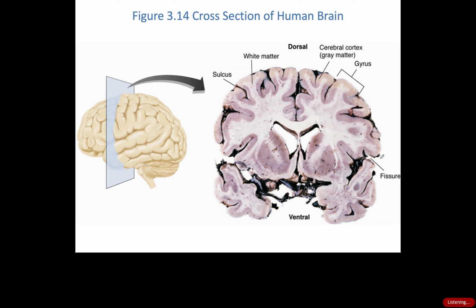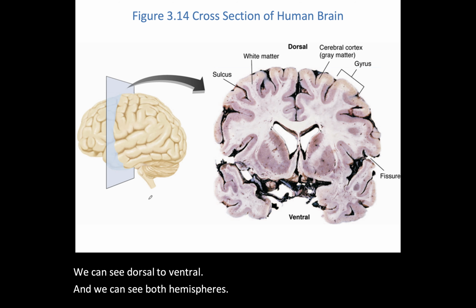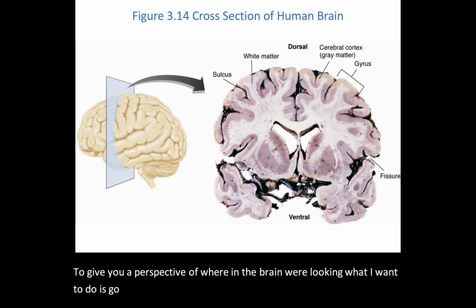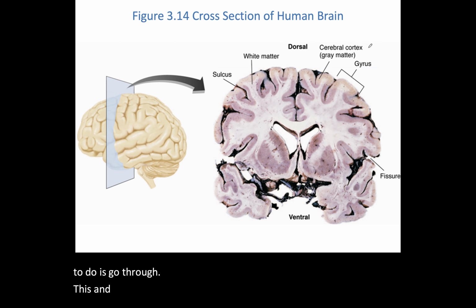We're looking at a slice of brain. What kind of slice? We can see dorsal to ventral, and we can see both hemispheres. Coronal. Okay, so this slice is taken about there to give you a perspective of where in the brain we're looking. What I want to do is go through this and talk about some major, very, very gross anatomical features.